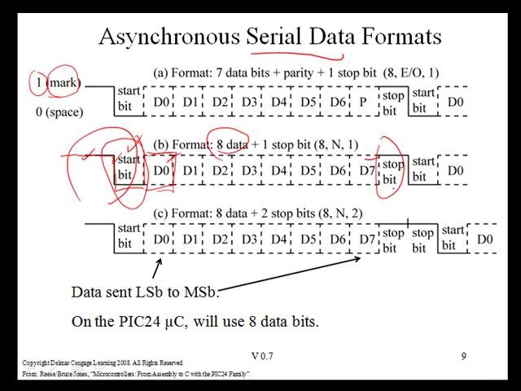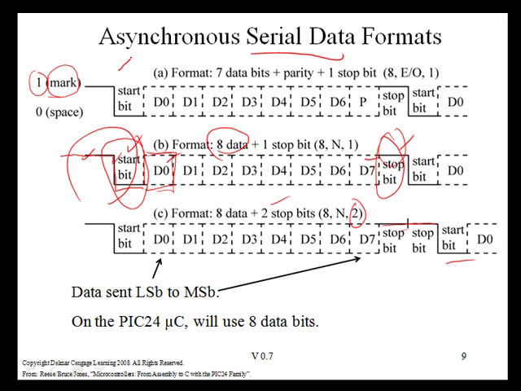Well, what's 1 stop bit? 1 stop bit is the minimum amount of time that the line must be high before another transmission can start. Some of these formats can have 2 stop bits, which means that the data line will have to be high for 2 bit times before it could actually begin another transmission.